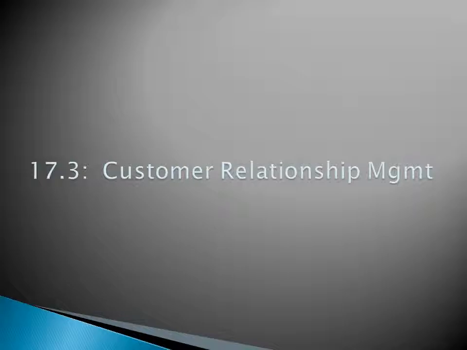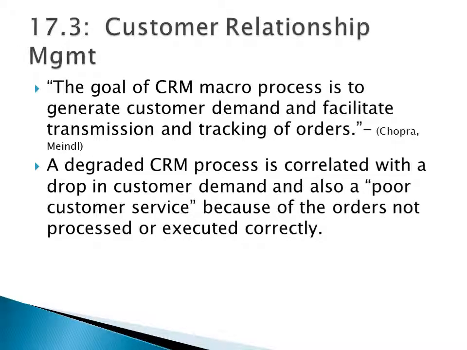17.3, customer relationship management. The goal of the CRM macro process is to generate customer demand and facilitate transmission and tracking of orders. That was taken straight out of the textbook. A degraded CRM process is correlated with a drop in customer demand and also poor customer service because of the orders not being processed or executed correctly.